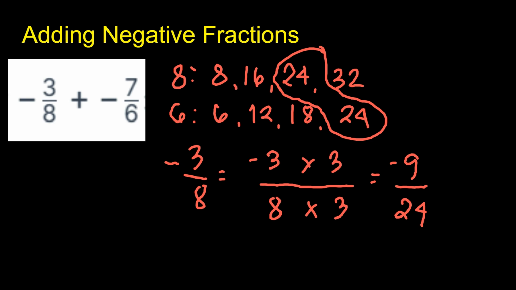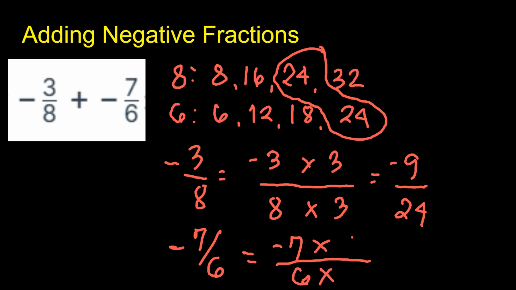And then we will also rewrite negative 7 over 6, or negative 7 sixths. We will also multiply both our numerator and denominator by 4. So what is negative 7 times 4? That is negative 28, over what is 6 times 4? That is 24.